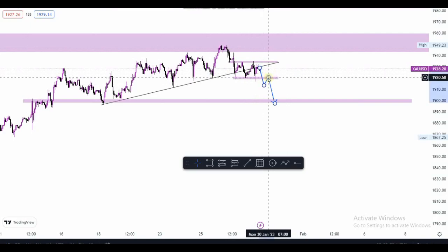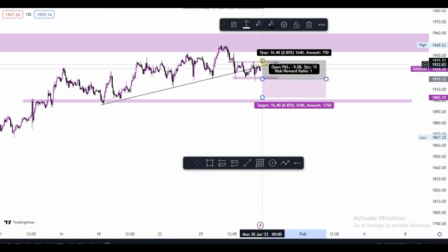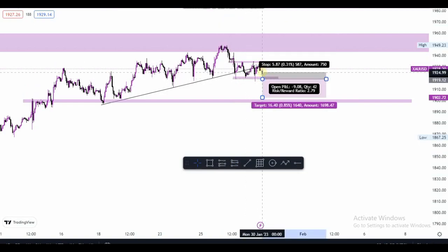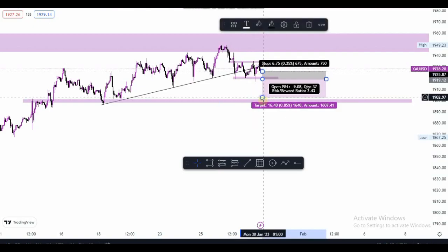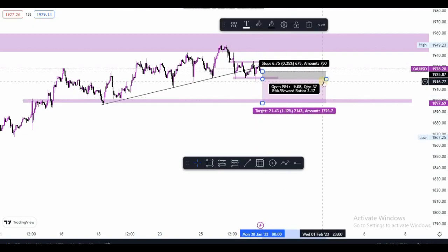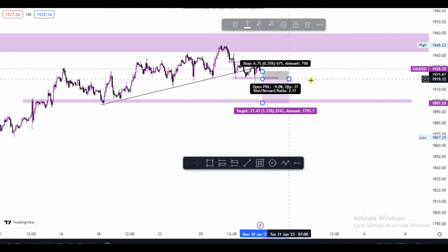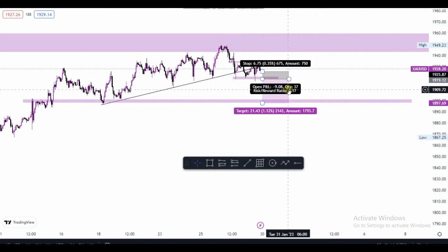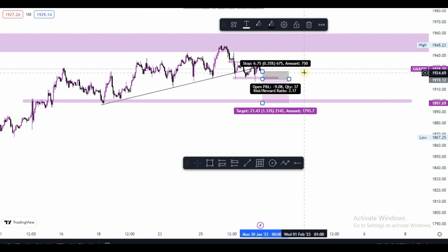right here. And if you can break here, come back for a retest, I'll just place my sell entries right here, then I'll put my stops right here, and then I'll take profit right here. A nice risk to reward ratio of 1:3, right?